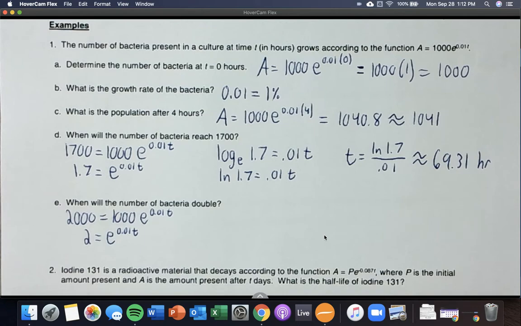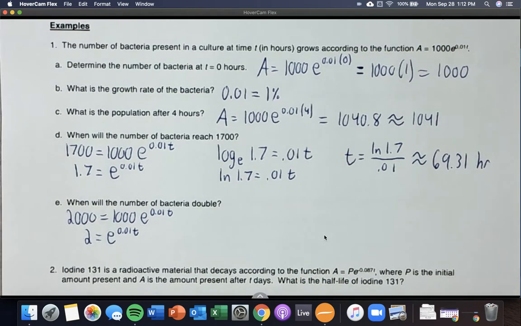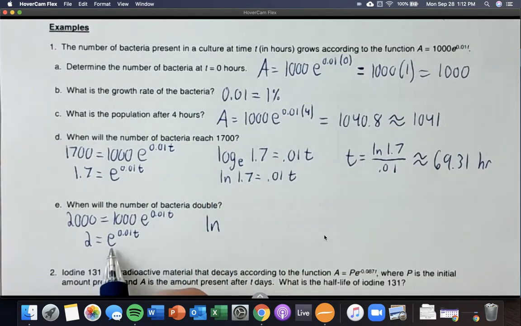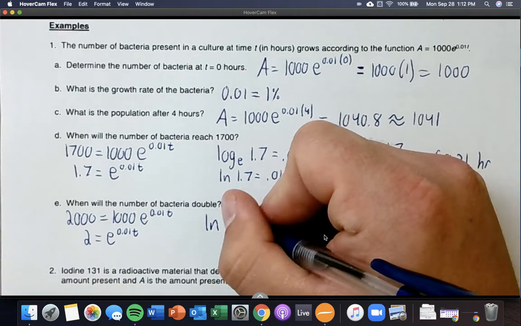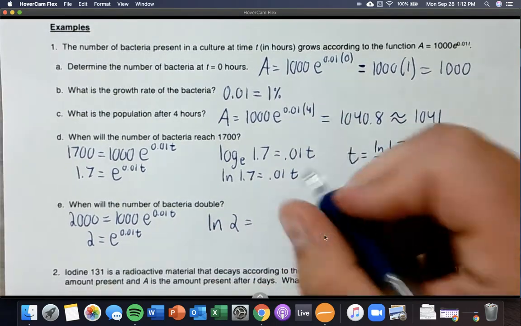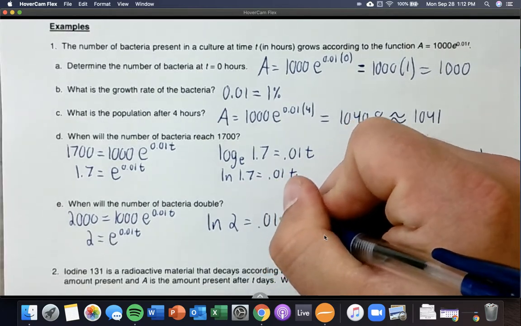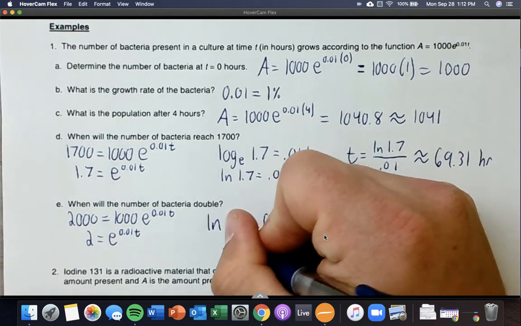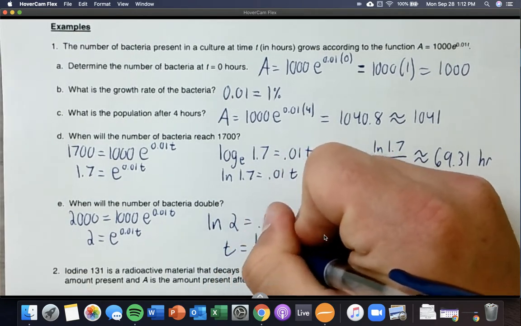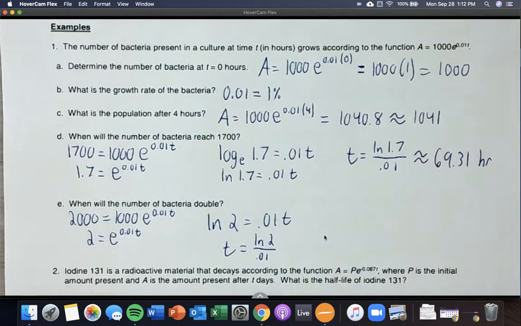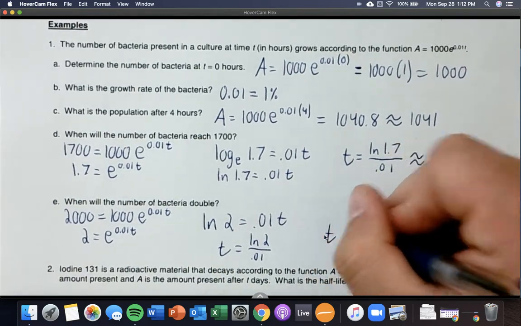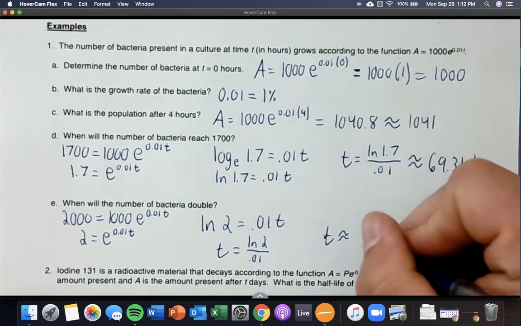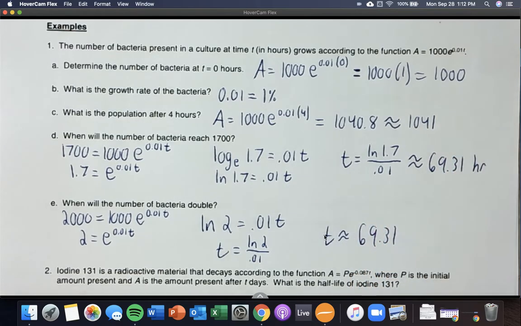Again, we just have to convert this to that log form, which we already know is going to be the natural log, because it's log base e of 2 is equal to our exponent here, 0.01 t. Solving for t, we get t is equal to the natural log of 2 divided by 0.01. Again, we get t is just about 69.31.